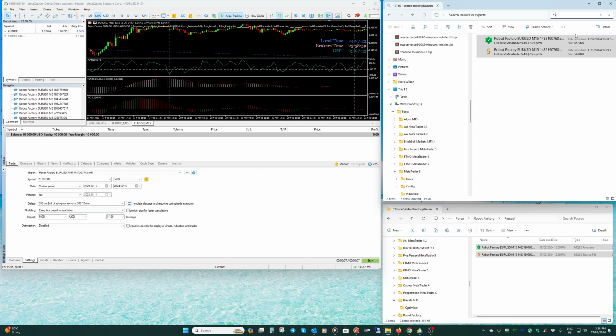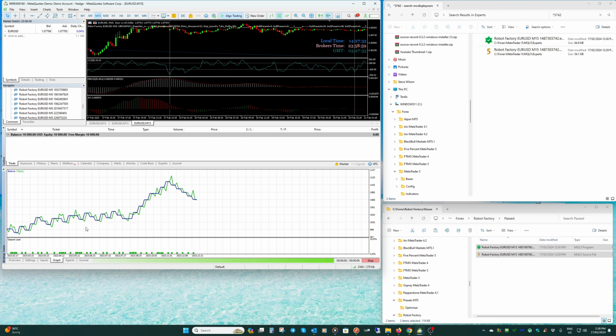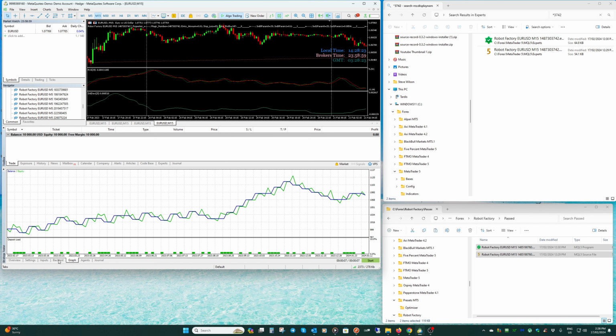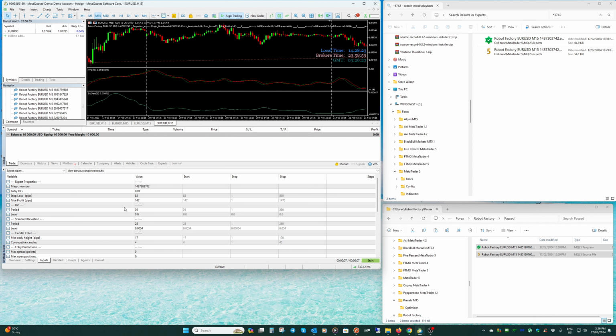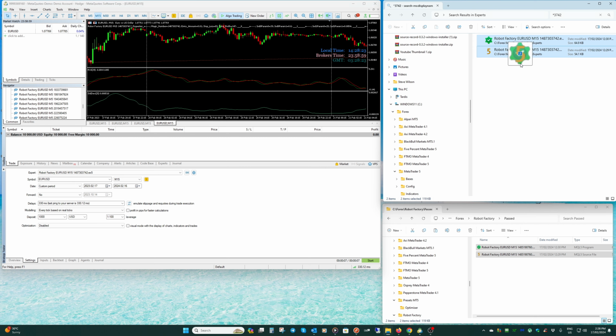Next one is 742. Fingers crossed. Okay, this one looks good. 5 consecutive losses, 6 consecutive wins, 46% win rate, which is okay. As long as the profit target's higher than the stop loss, then this is not a problem. 5% drawdown, 1.57 profit factor, and we've got 83 stop loss, 147 take profit. So this one I'm going to keep.